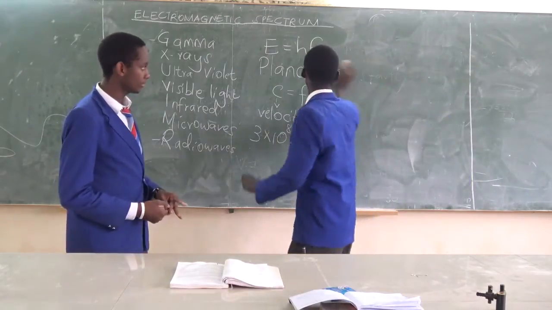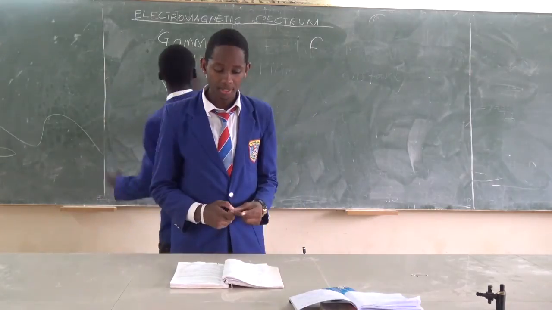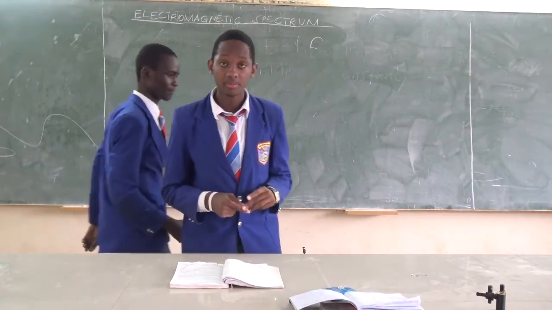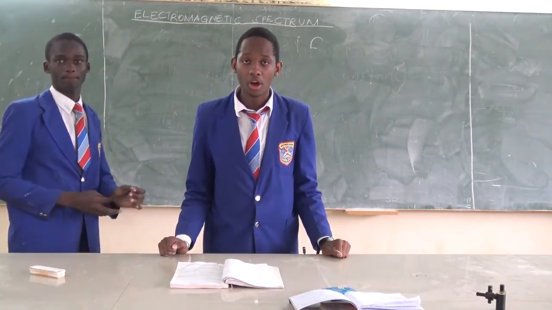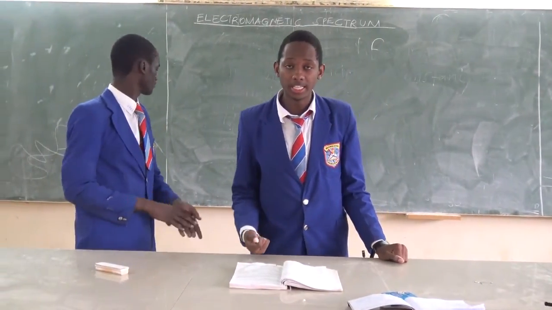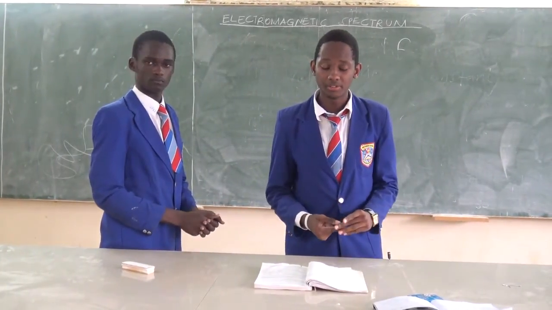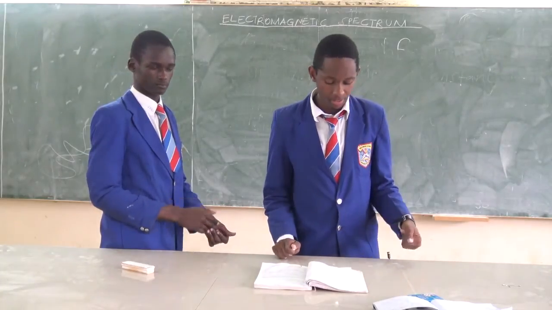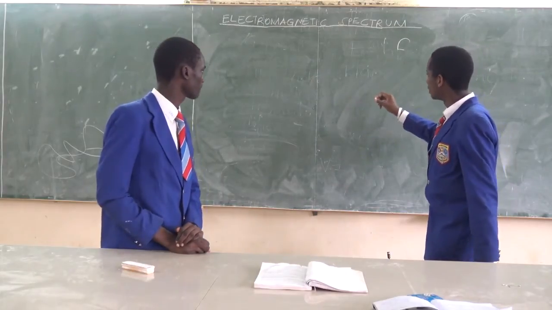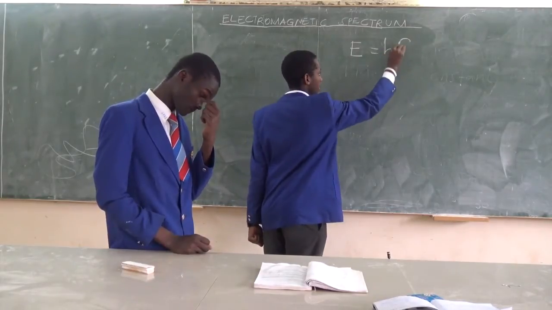We can take, for example, green light with a wavelength of 5 × 10^-7 meters. Calculate the energy it emits. We go back to the equation that we had written. The energy it contains is E = hf.